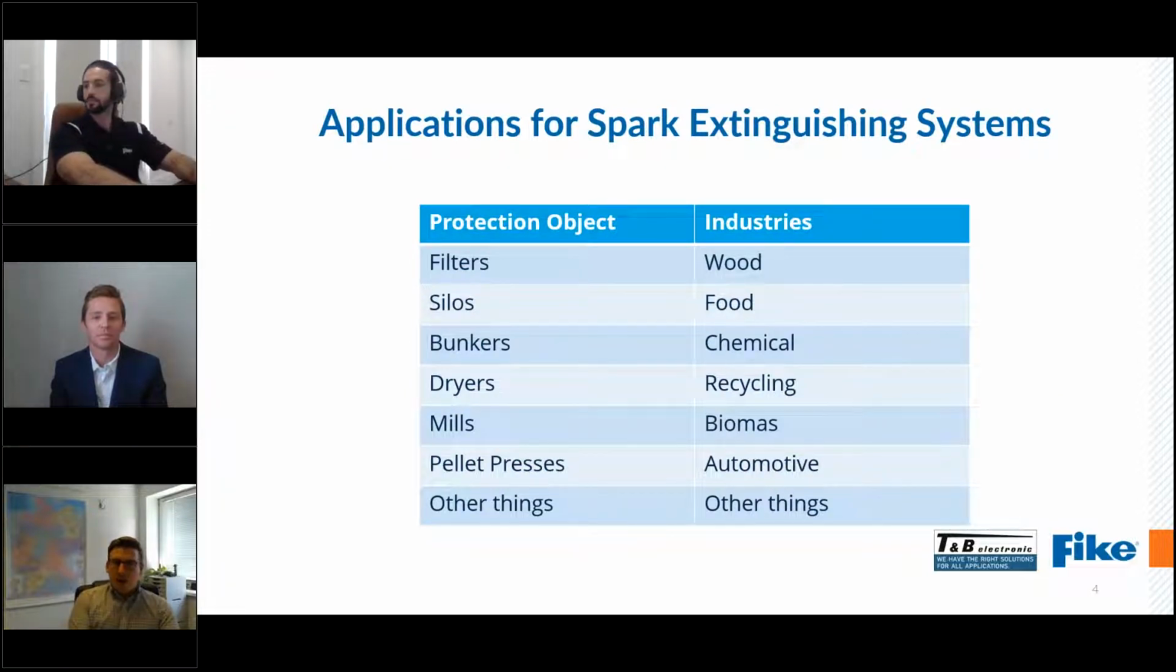Here's a small table about applications. We see spark extinguishing systems. For example, some protection objects we see are filters, silos, bunkers, for sure dryers, mills as well, pellet presses, and other things. And the industries are very different. There are many industries, just for example the wood industry, food industry, chemical, recycling, automotive, and for sure many others.